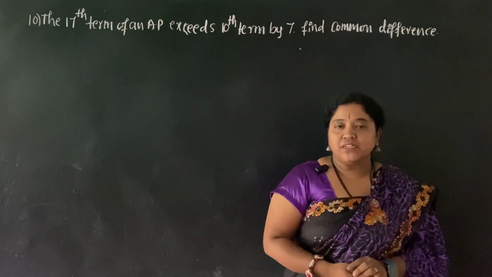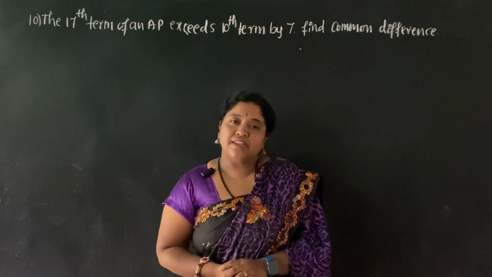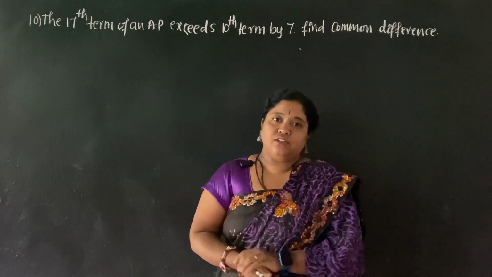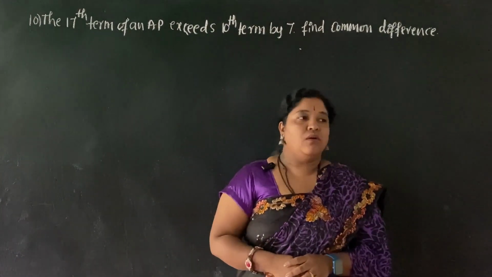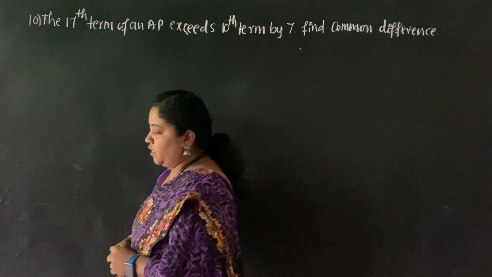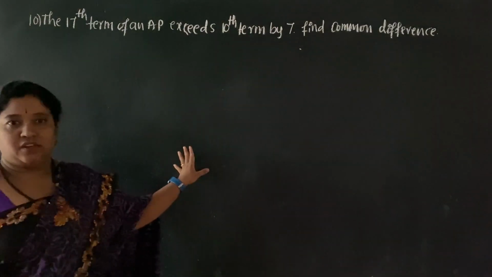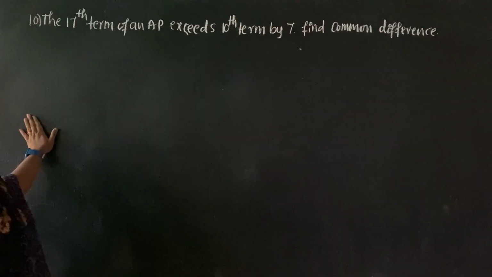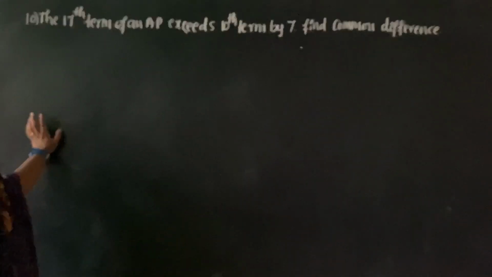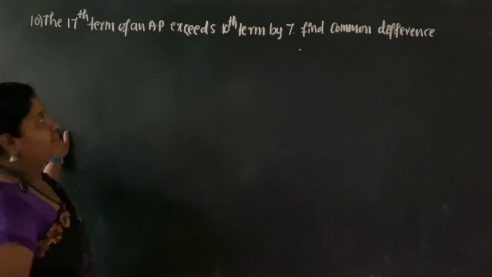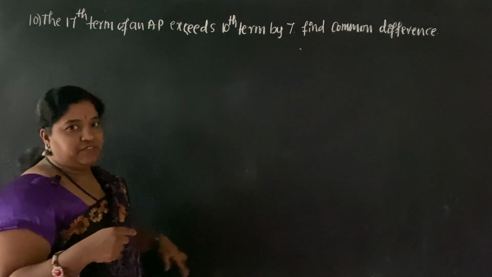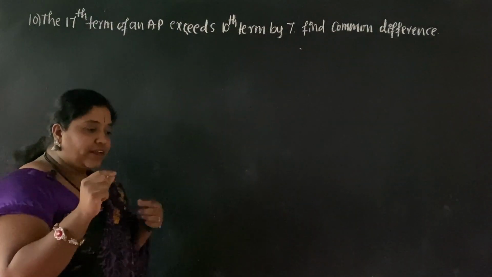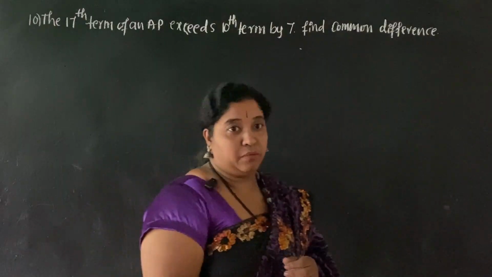We are with the chapter Arithmetic Progression. Previously, we have done 9 questions with respect to exercise 5.2. And now we'll move to the 10th question. So, what is the 10th question? The 10th question is: the 17th term of an AP exceeds the 10th term by 7. Find the common difference. So first you need to write the statement by the given information.